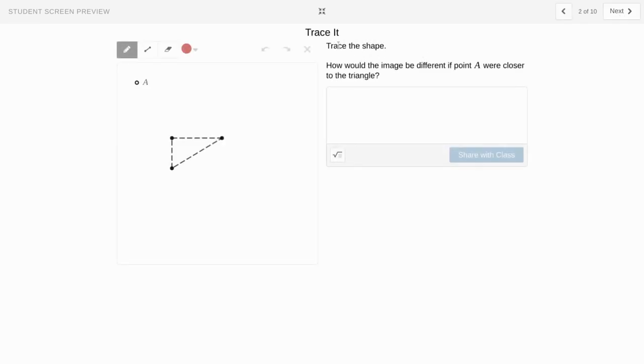Okay, so this says trace the shape. So I'm just going to go over here. All right, I'm going to trace this shape. See what happens. You can do this yourself as well if you want to. Pause the video and trace it yourself. You're going to have to answer, so you're going to have to pause the video anyway. It says, how would the image be different if point A were closer to the triangle?